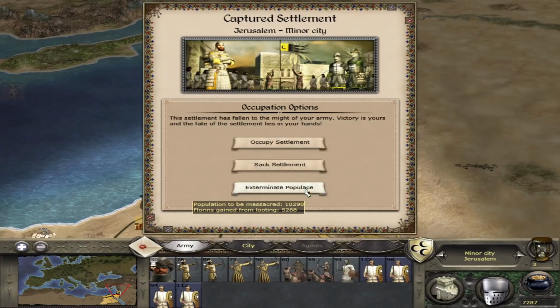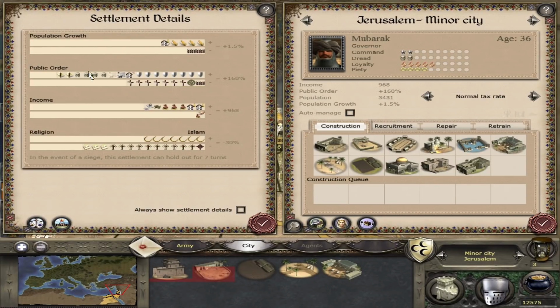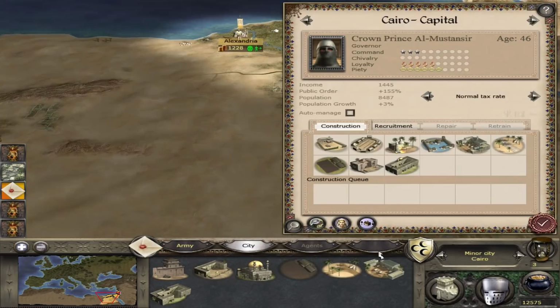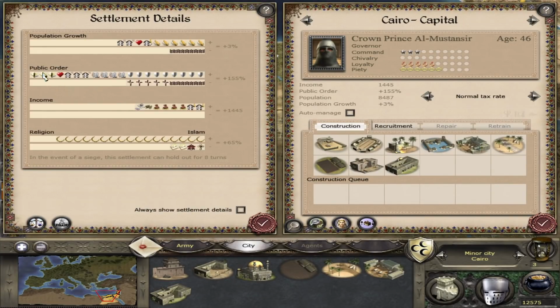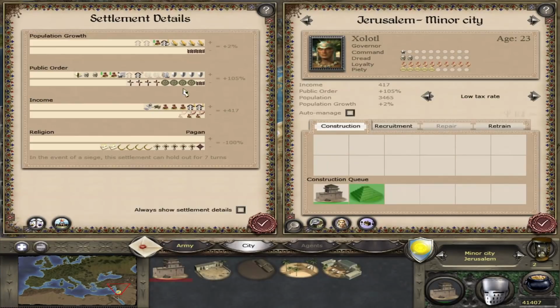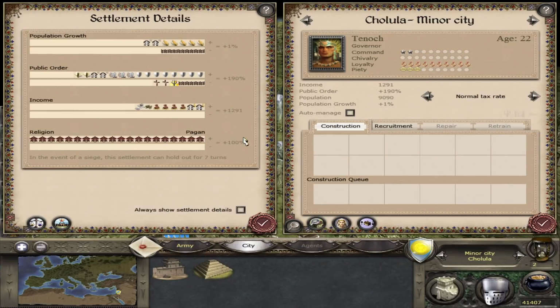Answers in the comments down below. Christians, Muslims, orthodontists all get a 20% public order boost when they hold Jerusalem, as it is their holy city. Explain, historically according to Total War, why the pagan Aztecs get the same benefits. Why do the people of Cholula care about Jerusalem? And that is all for this week's class.